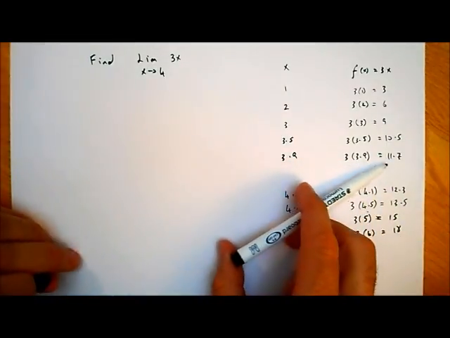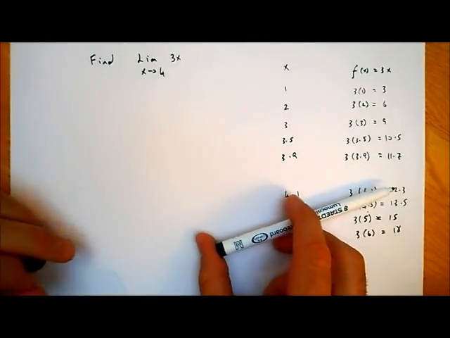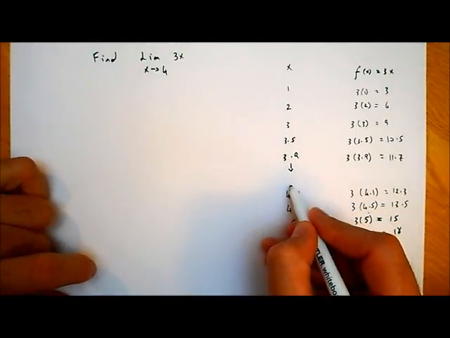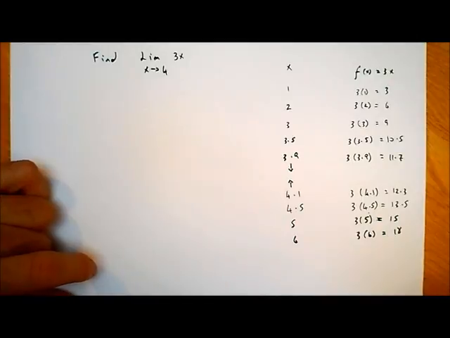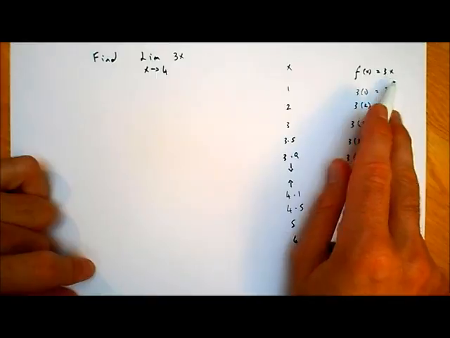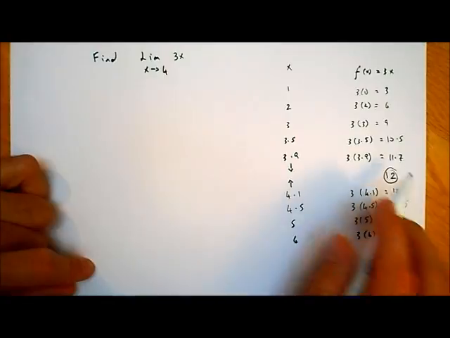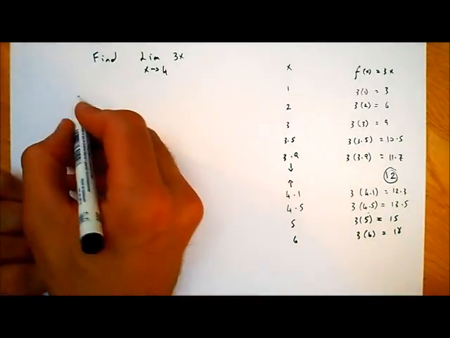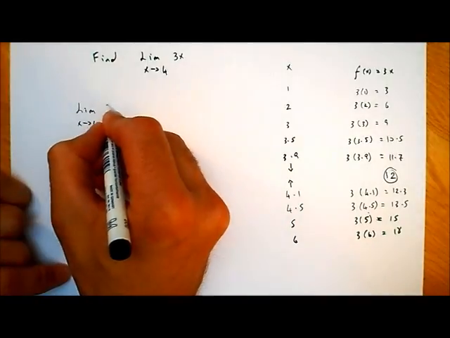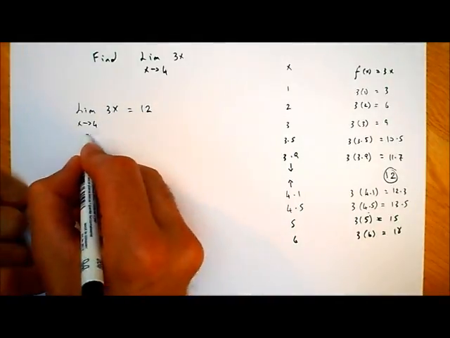But if you look here, what's the number that's squashed in between 11.7 and 12.3? What's going to happen if we keep getting these numbers closer to 4? Well, what will happen is that the limit of the function 3 times x will get much closer to the number 12. You can see it in here. So the limit, we write, as x approaches 4, of the function 3x is equal to 12.